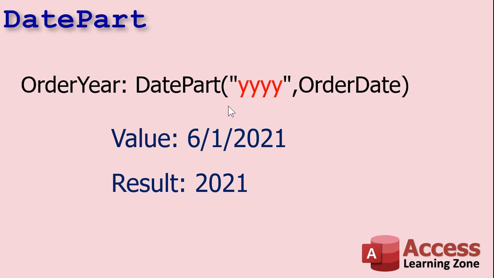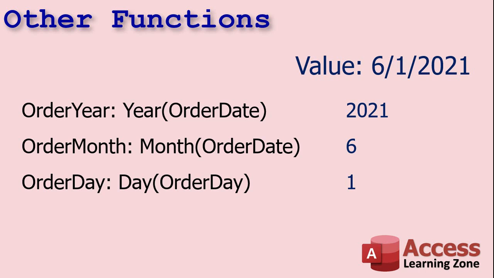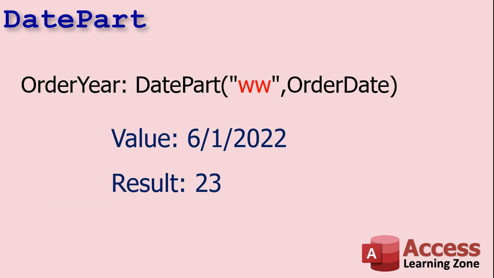That's the DatePart. Now you're probably saying to yourself, why do I have to bother learning DatePart when there's already functions that can pull out the year, the month, and the day, for example? What do I need this other new function for? Well, DatePart has a couple of cool features that there aren't other functions for.